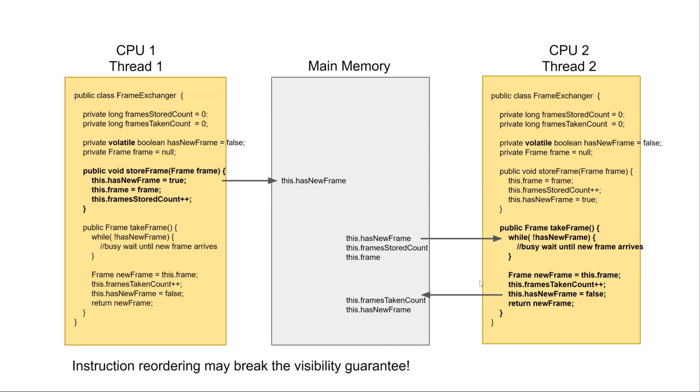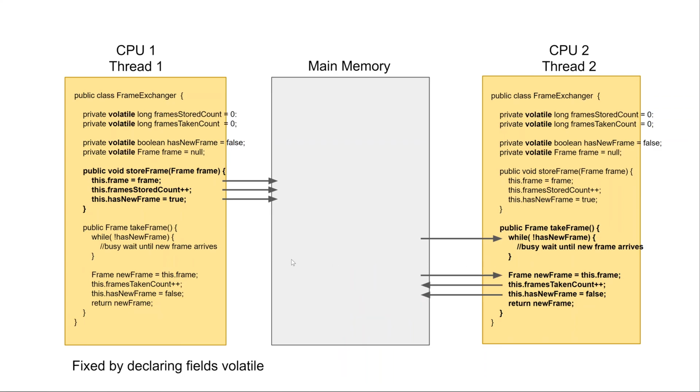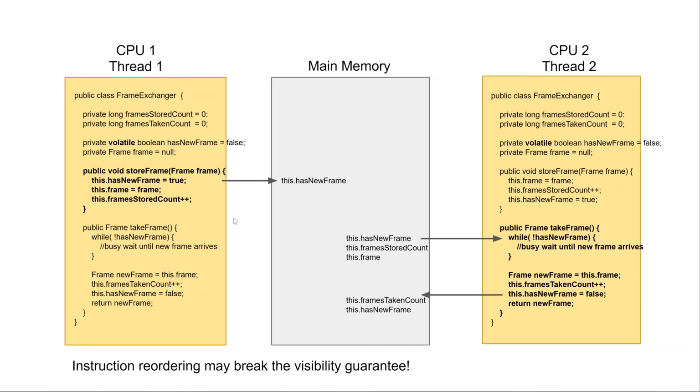It could also be, there's no guarantee that this is what will happen. It could also be that somehow the write to this frame here is actually flushed to main memory, and so thread 2 actually sees the new frame, but there's just no guarantee that this happens, right? Whereas in this ordering here, we have a guarantee that once has new frame changes to true, this dot frame will point to the latest frame set by thread 1. And so as you can see, instruction reordering may break the visibility guarantee of the store frame method.